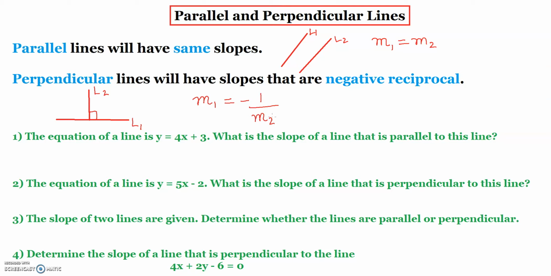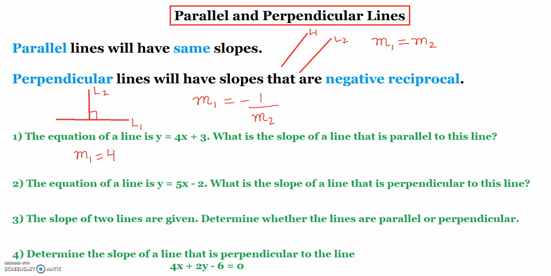Let's just look at 4 examples. The first example says the equation of a line is y equals 4x plus 3. What is the slope of a line that is parallel to this line? So first, with this equation, we're going to write what is the slope of this line. So the slope is m1 is equal to 4.